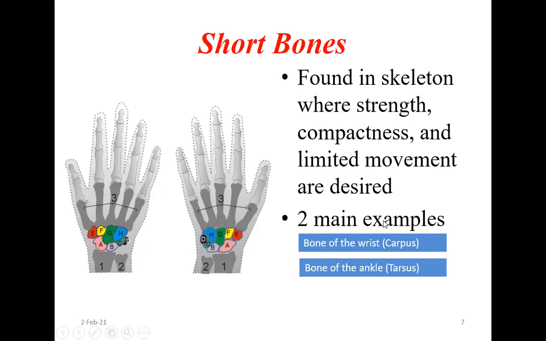Two main examples will be bones of the wrist. So these are called as the carpal bone. Similarly, in case of the lower limb, within the bones of the ankle, these are called as the tarsus. These are the carpus or carpal bones, and these are called as tarsal bone or tarsus. So these are the best examples for the short bones. So here you can see these are the carpal bones.